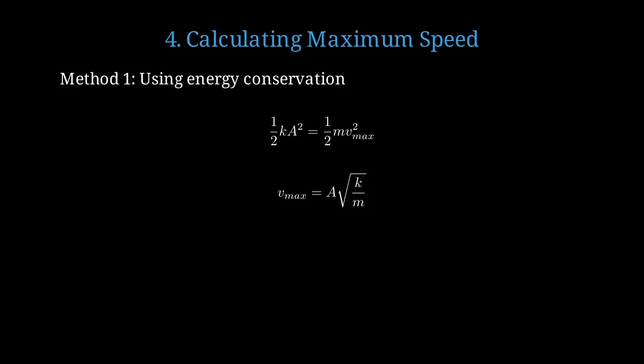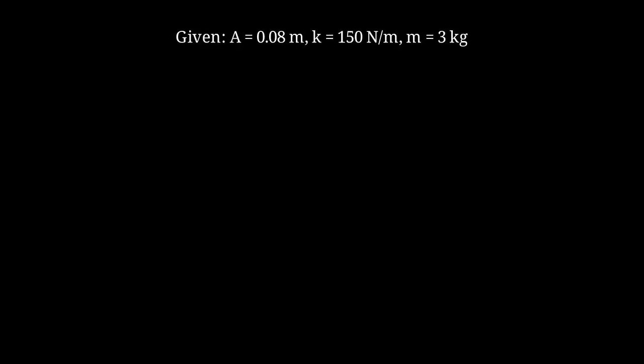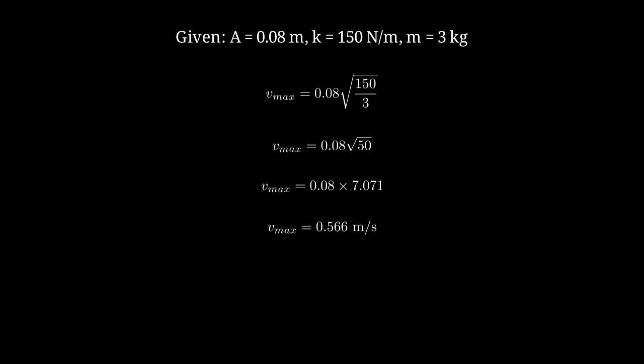Solving for v max, we get Vmax equals A times the square root of k over m, with amplitude 0.08 meters, spring constant 150 newtons per meter, and mass 3 kilograms. Vmax equals 0.08 times the square root of 150 over 3. This simplifies to 0.08 times the square root of 50. The square root of 50 is approximately 7.071. Therefore, the maximum speed is 0.566 meters per second, or about 0.57 meters per second.